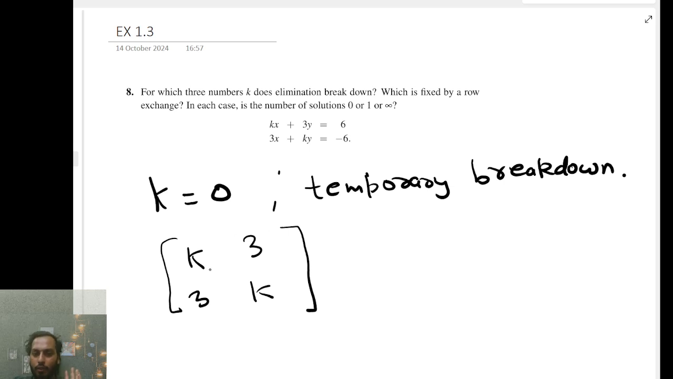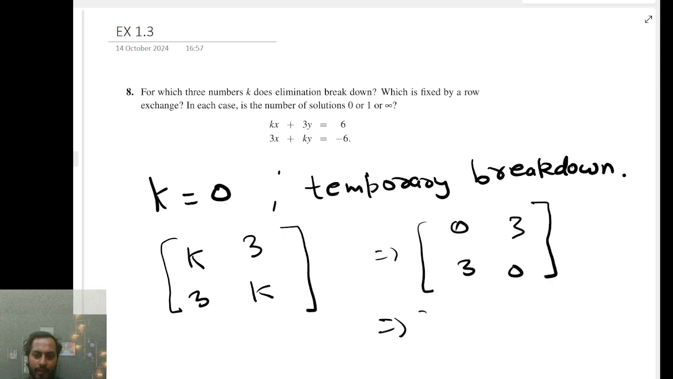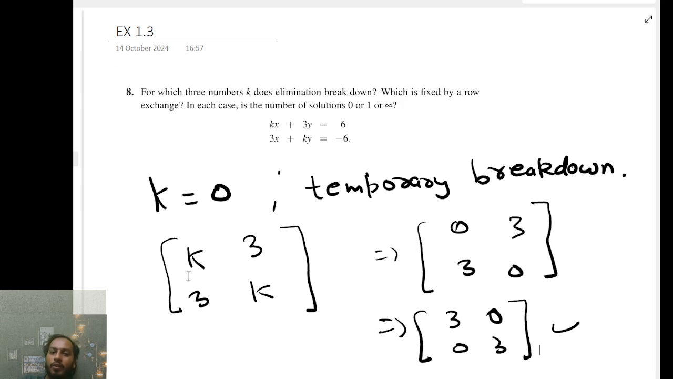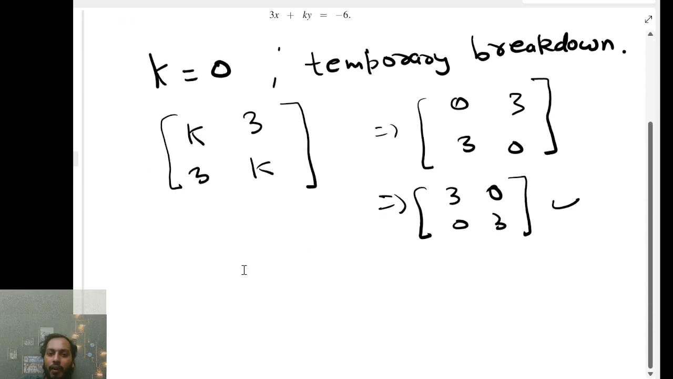Not 0, because if you choose 0 here, let's say 0, 3, 3, 0, it seems like a breakdown, but once you exchange the rows, it becomes 3, 0, 0, 3, and the pivots are good here. The determinant is 9, a non-singular matrix which can be solved. It's a good point. So if k is 0, it's a temporary breakdown. But what should I select for k so that it becomes a permanent breakdown? How will it be 0?